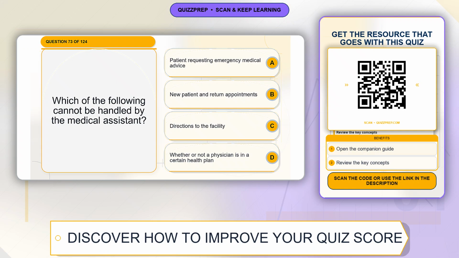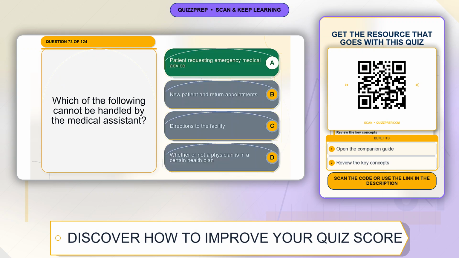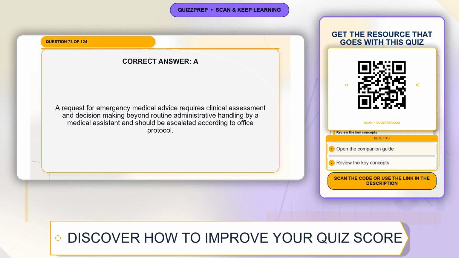Question 73. Which of the following cannot be handled by the medical assistant? Option A, patient requesting emergency medical advice. Option B, new patient and return appointments. Option C, directions to the facility. Option D, whether or not a physician is in a certain health plan. The correct answer is option A, patient requesting emergency medical advice. Explanation. A request for emergency medical advice requires clinical assessment and decision-making beyond routine administrative handling by a medical assistant and should be escalated according to office protocol.